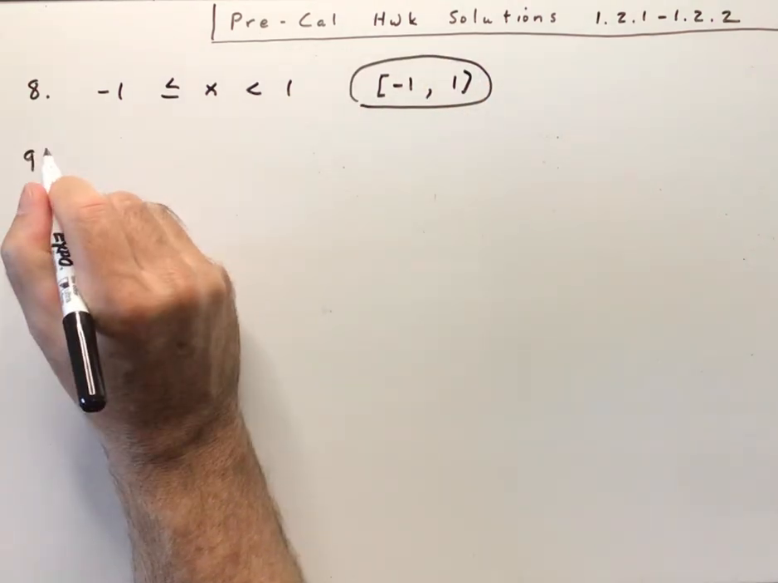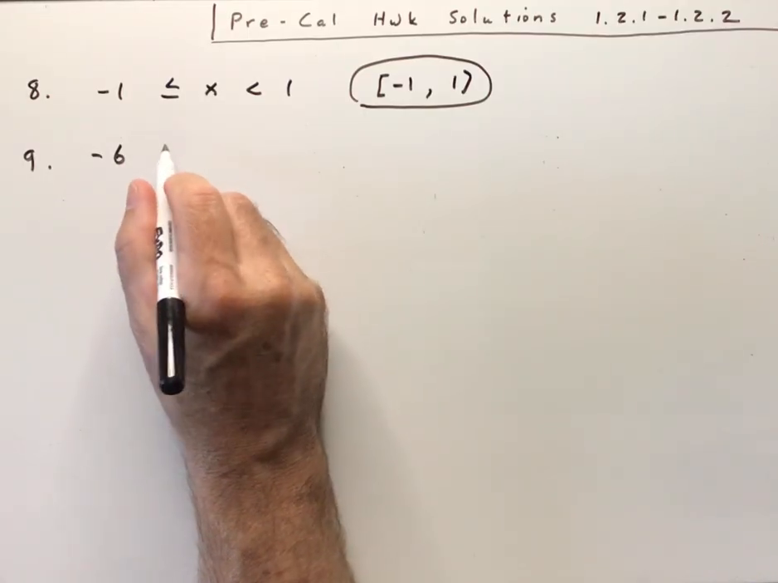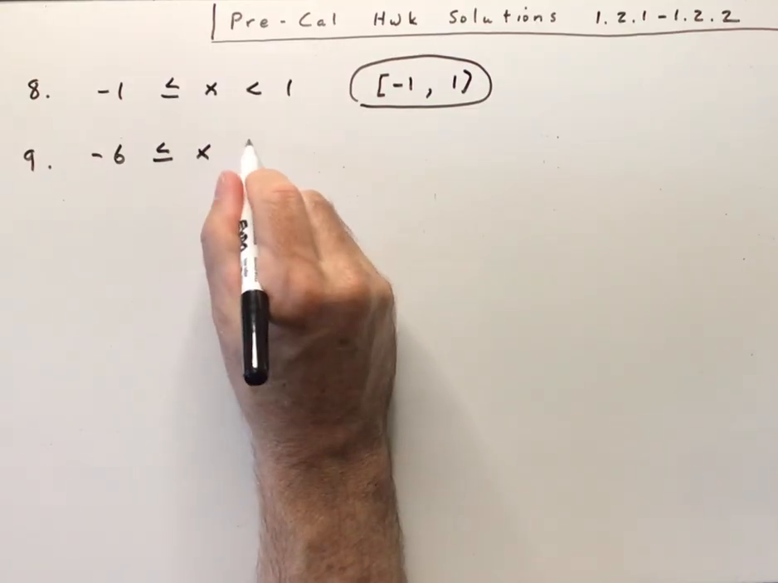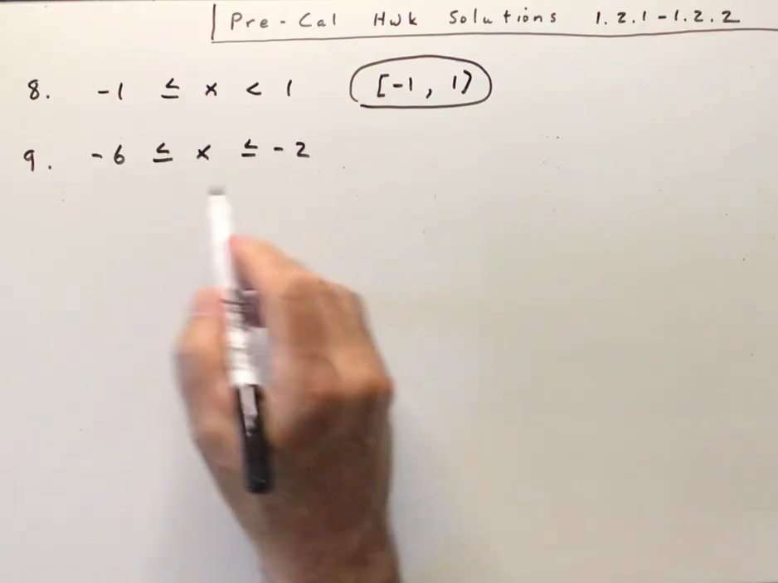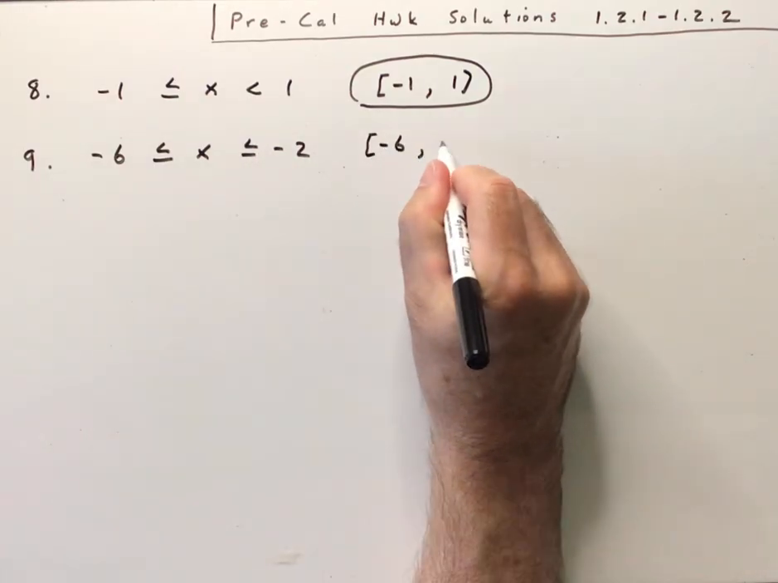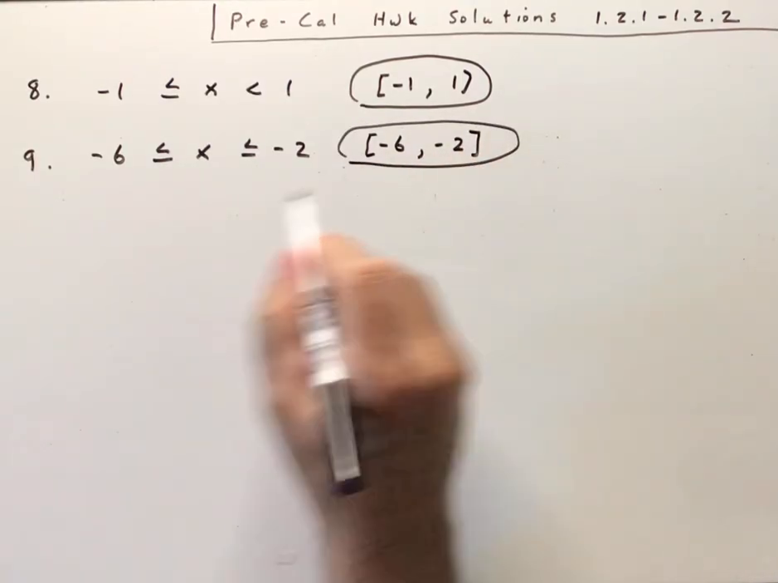Okay, number 9. Our inequality is -6 less than or equal to x less than or equal to -2. Okay, we've got 2 brackets on this one because we have that equal sign there. So the -6, -2, brackets on both ends, and boom.